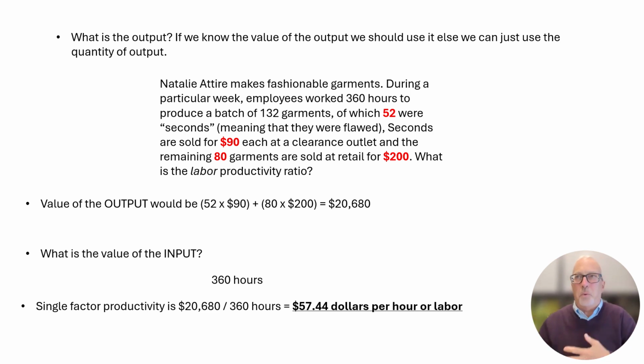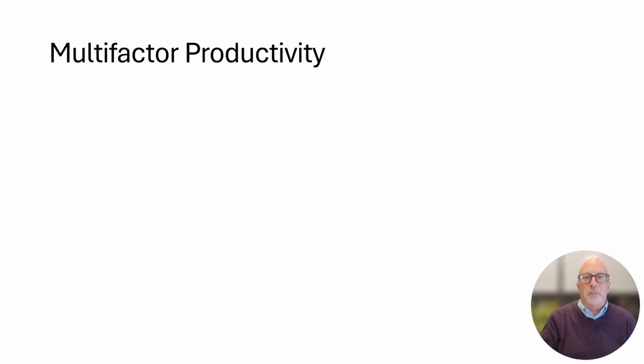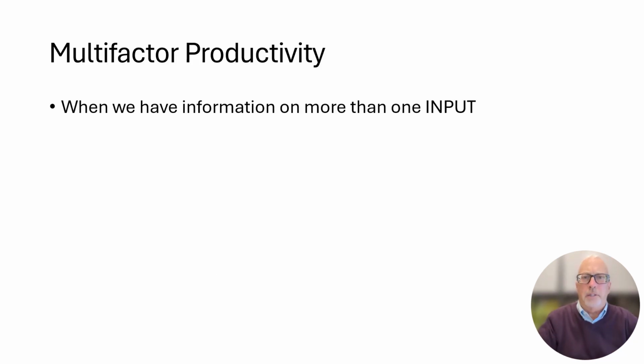So if I spend more money on equipment or on training or on lighting or on air conditioning, I should measure the productivity again and see if it had any impact on my productivity. So that's single factor. Let's take a look at a multi-factor.